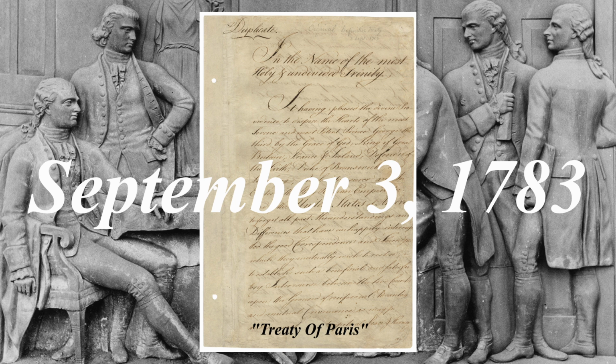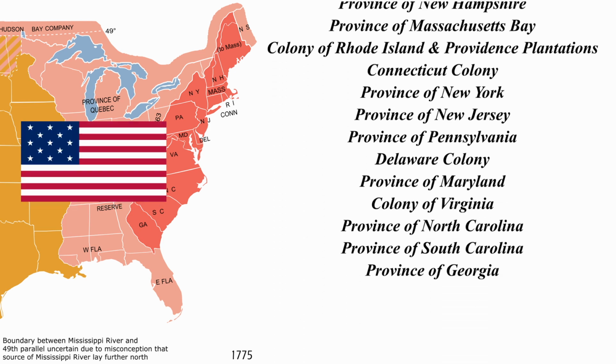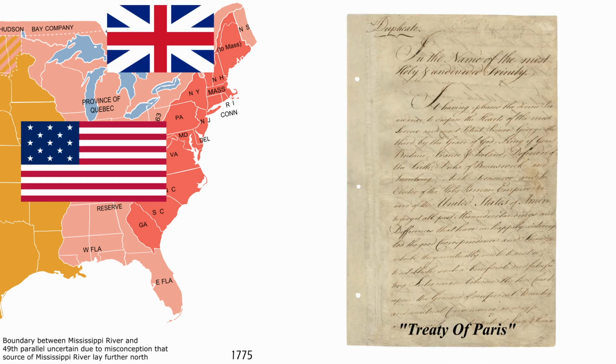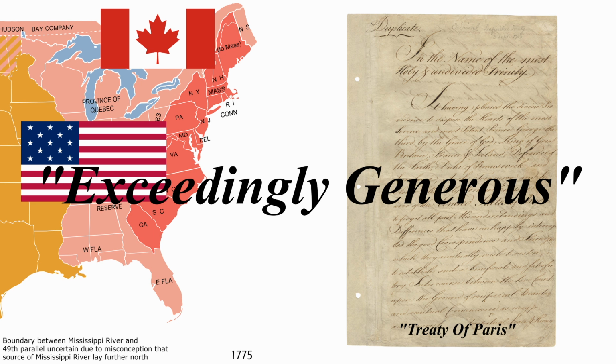The Treaty of Paris was officially signed on September 3rd, 1783, formally ending the American Revolutionary War and acknowledging the 13 colonies of British America as free, sovereign, and independent states. The treaty also established the borders between British North America, later known as Canada, and the United States. These boundaries were considered exceedingly generous by the British, though disputes over precise demarcations in the far northwest and southern regions persisted.